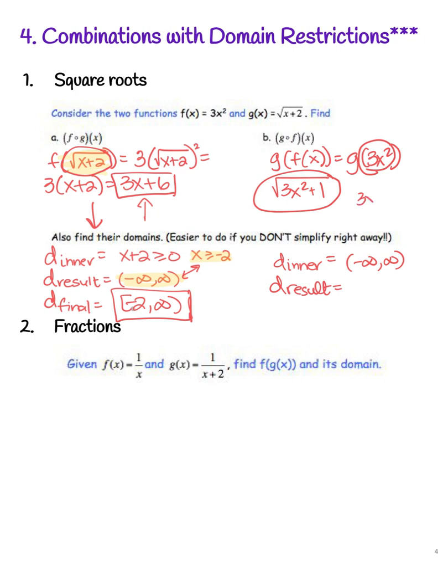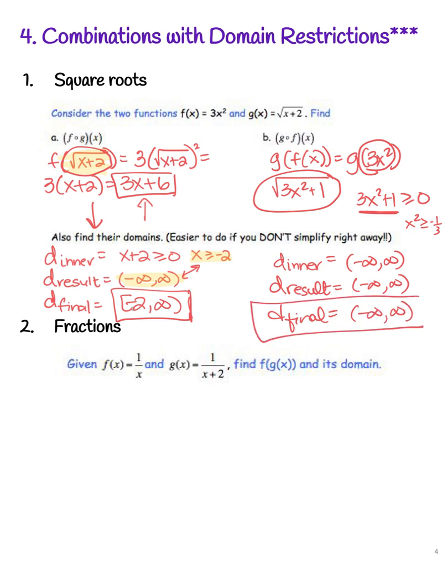Let's look at the domain of the result, which is this. And actually, that's also all reals, because no matter what, this is always going to be positive. Because if you were to try to solve it, you'd get that x squared is greater than or equal to -1/3. That's always true. So again, it's all reals. So then the domain of the final is just those two things combined, which is -infinity to infinity. Okay, so please try this one maybe on your own. Pause the video here. Let's see how you do.